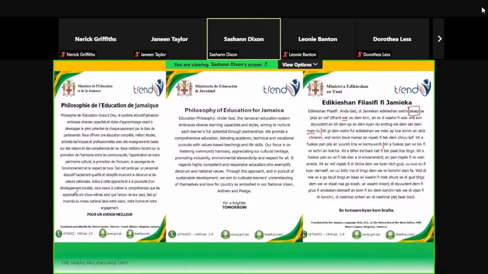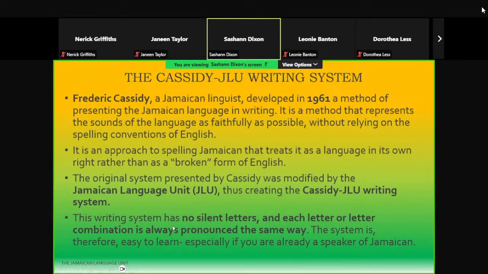and tell you why I have highlighted that word. Aksep. Accept. In Jamaican, that's the pronunciation. Now, you should know that for the writing system that I'm going to introduce, the Cassidy Jelly writing system, keep in mind that if you look at the last point, there are no silent letters in this writing system. So any letter that you use in a spelling, it must represent a sound.